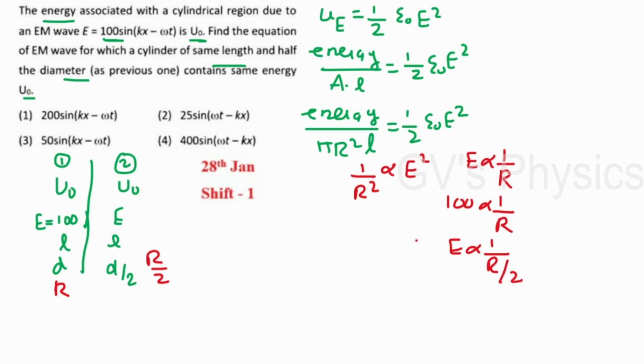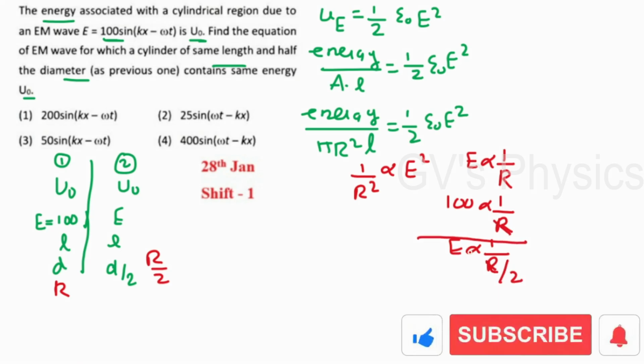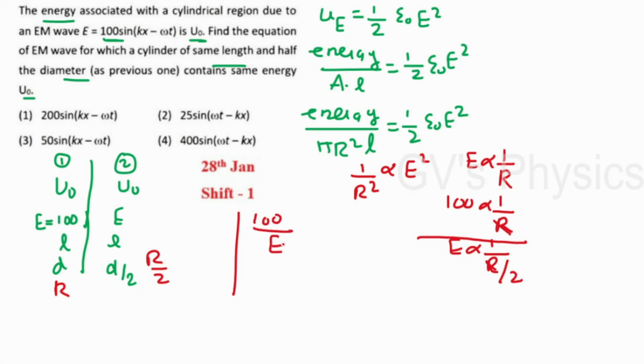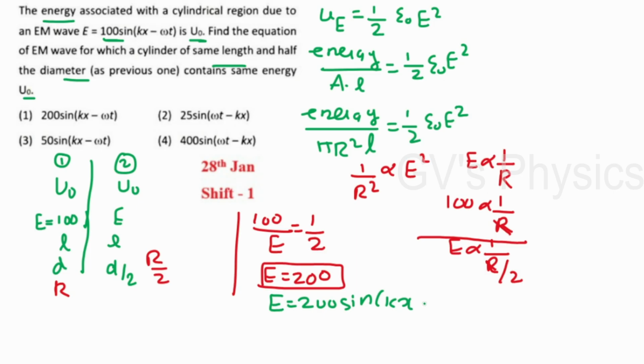Okay. So if we take a ratio, R will get cancelled. So we can write it as 100 by E is equal to 1 by 2. If we cross multiply, E is equal to 200. So the maximum electric field value is 200. With respect to that, we can write the equation, that is E is equal to 200 sine kx minus omega t. So we'll check the option. Option 1 is the right answer.